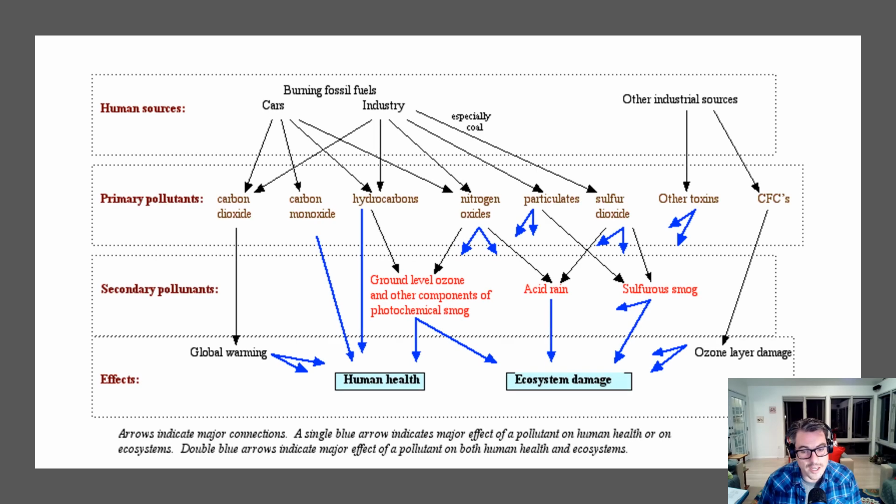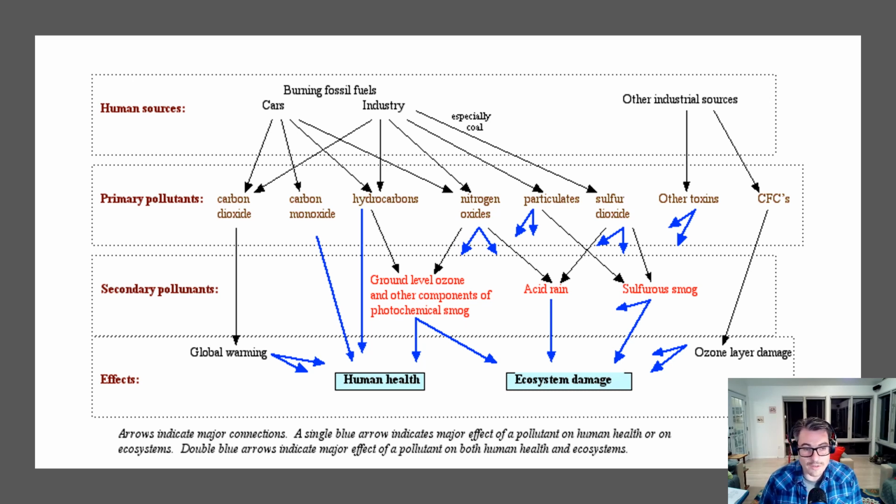This table comes from the Plain English Guide to the Clean Air Act from the Environmental Protection Agency, and it details how primary pollutants become secondary pollutants. Starting at the top level, you have anthropogenic sources such as cars and industry. What's important to note is that the combustion of fossil fuels, especially coal, for energy production produces a large amount of toxins that go out into the atmosphere.